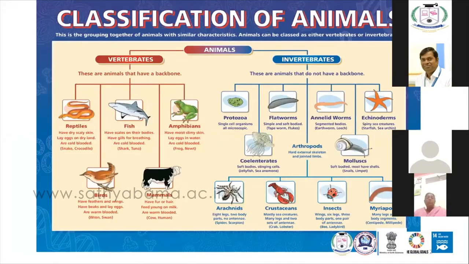This is the classification of animals. Animals are classified into vertebrates and invertebrates. The vertebrates are reptiles, fish, amphibians, birds, and mammals. The invertebrates are worms, arthropods, crustaceans, insects, and others. The polychaetes also come under invertebrates, especially worms.